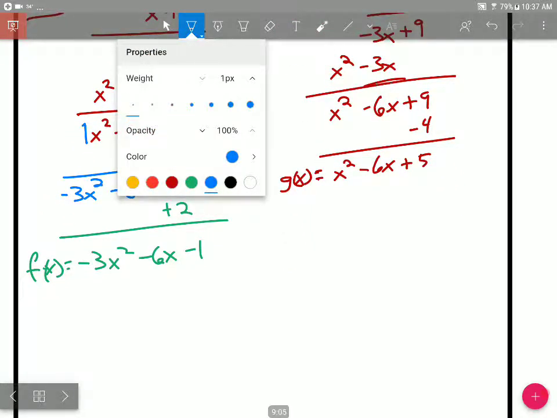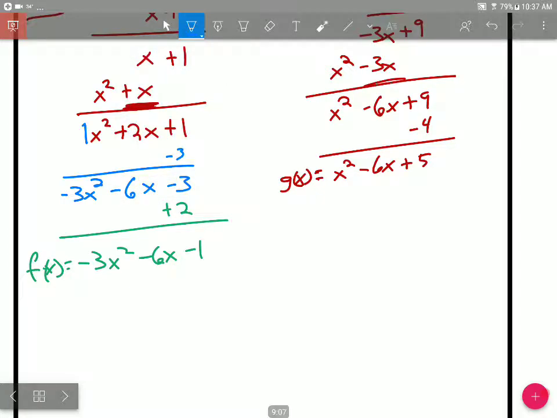So here's what we're going to do. You can do it one of two ways. I can either write them out like this, okay? Or I can write them out like this, like an old school math problem. So negative 3x squared minus 6x minus 1. And since we're subtracting, I'm going to do negative x squared plus 6x minus 5.